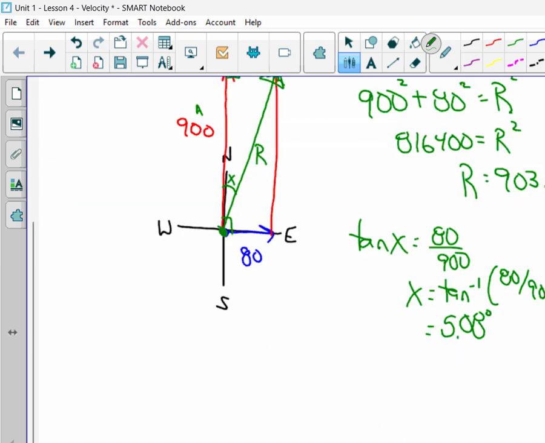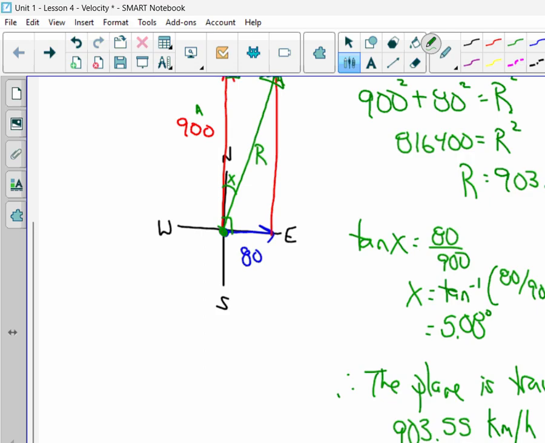Okay. So for velocity questions, the question was, what is the plane's resultant velocity? I'm going to say something like this. The plane is traveling at 903 kilometers an hour at, and again we start north usually and say north, and we went 5.08 towards the east. Okay, and that's a bearings question.